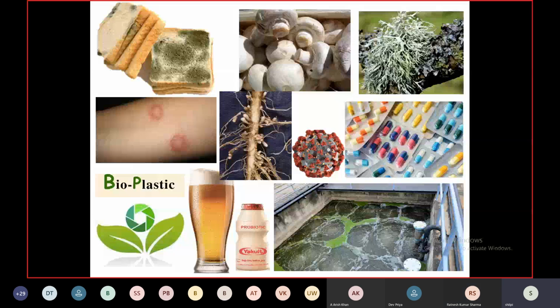Then, have you seen these nodules in plant roots? No, ma'am, we have not seen. You have heard of legumes? Yes, ma'am. These are rhizobium, which are found in pulses. So these are basically nodules in which rhizobium resides, which is a nitrogen fixing organism.